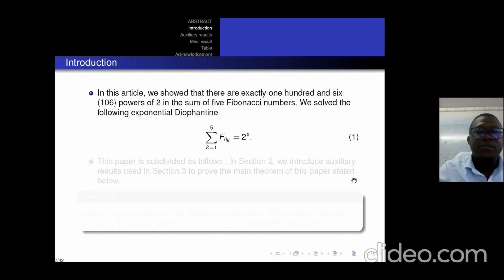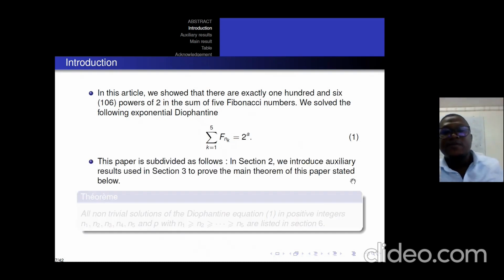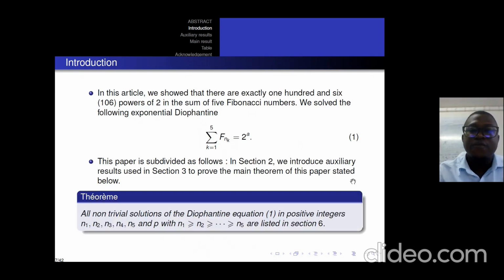This paper is subdivided as follows. In section 2, we introduce auxiliary results that we use in section 3 to prove the main theorem of this paper, which can be stated below. All non-trivial solutions of the Diophantine equation 1 in positive integers n_1, n_2, n_3, n_4, n_5, and p, with n_1 greater than or equal to n_2 greater than or equal to ... greater than or equal to n_5, are listed in section 6.